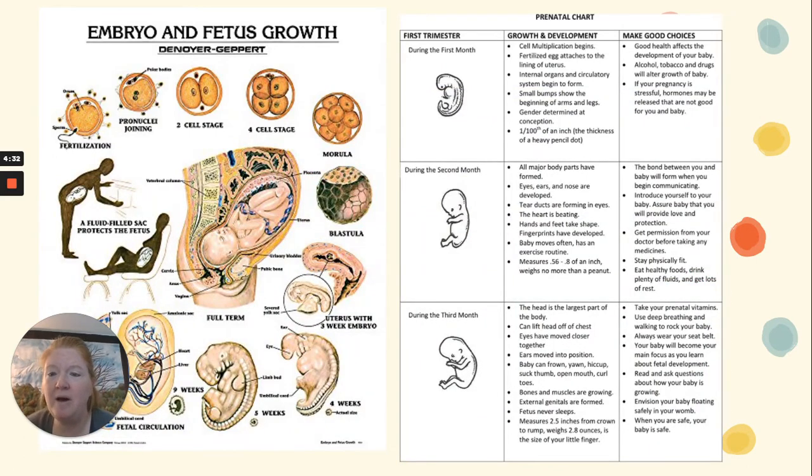Okay, so now a lot of things are happening during the growth of the embryo and the fetus. So during the first trimester, remember, pregnancy is going to be divided into trimesters, so groups of 3 months: first 3, second 3, last 3, okay?